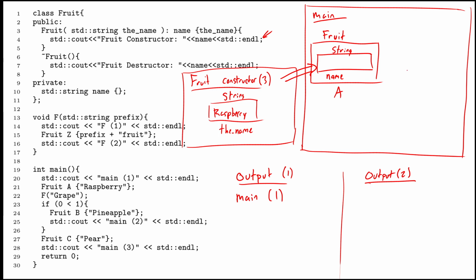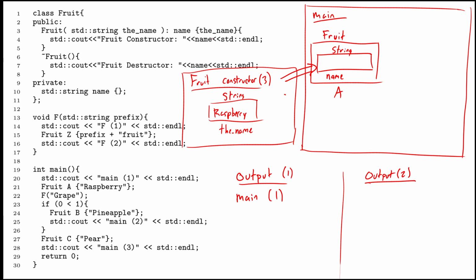Because the members of the fruit object are, of course, going to pretend that they're in the local scope of the constructor. But they're not really local variables of the constructor. So you have to have some way of remembering that, of keeping track of that on our diagram. So maybe I just draw an arrow like that.